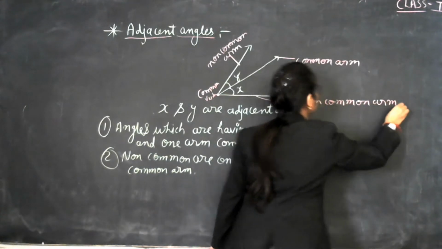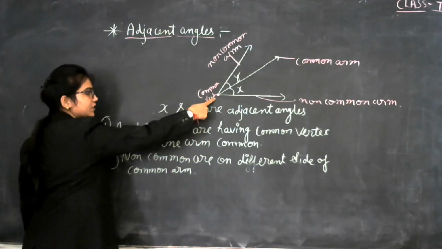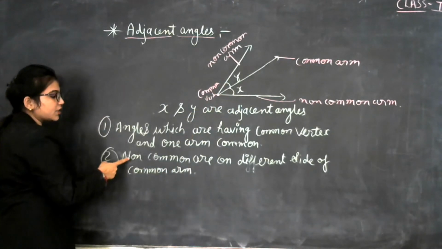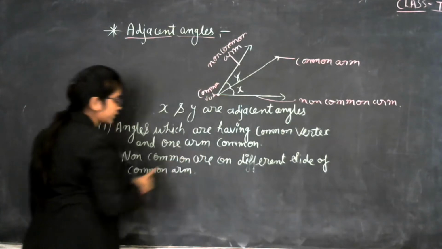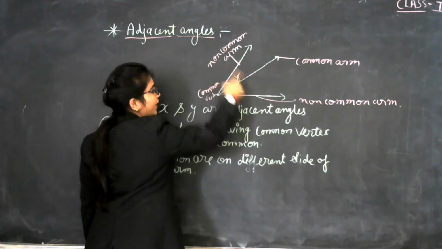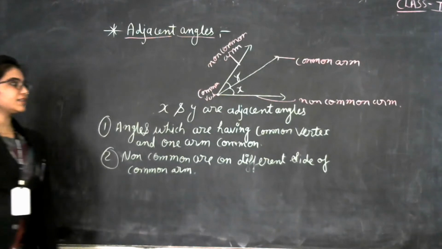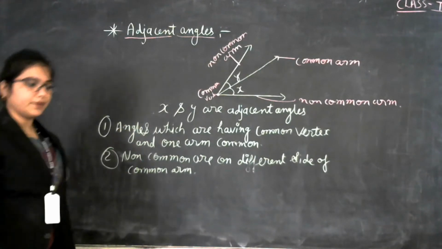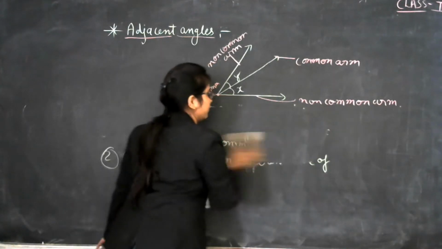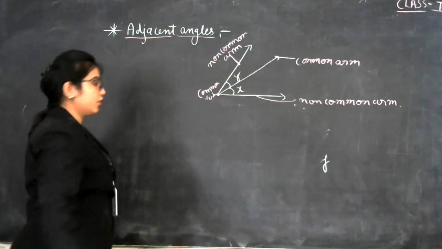In adjacent angles, the angles have a common vertex, which you can see here, and one common arm. The second condition is that the non-common arms are on different sides of the common arm. Here you can see this is the common arm and these are the non-common arms on different sides. So this is an example of adjacent angles. Now take another example. You decide whether it is an adjacent angle or not.